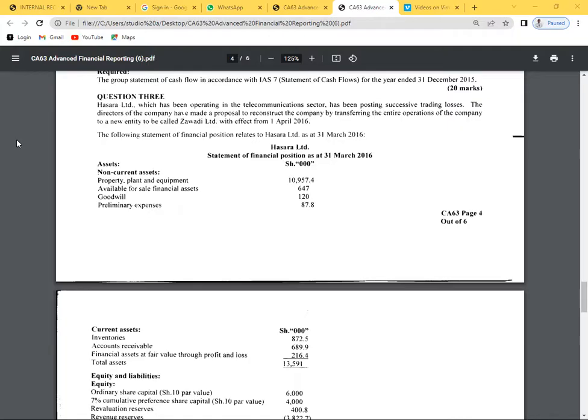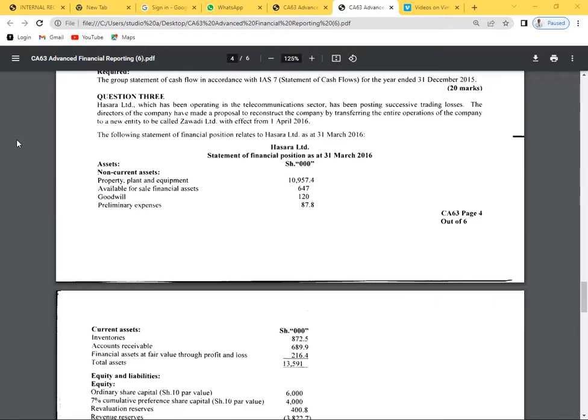So you write there assets. Under non-current assets, I have property, plant, and equipment. Don't write figures. I have available for sale financial assets. I have goodwill. Just copy like that, the way it is. I have preliminary expenses. I just copy everything the way it is first.